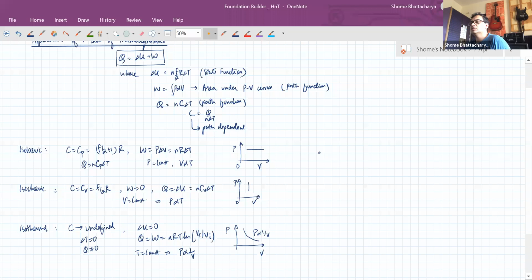And finally, we had seen the adiabatic process as one where the heat exchange is zero. So delta U plus W is zero. So here W becomes minus n f/2 R delta T. And we had seen that molar specific heat capacity becomes zero for such a process. And we had also seen that PV to the power gamma is constant, or pressure is proportional to 1 by V to the power gamma, where gamma is Cp by Cv, or 1 plus 2 by f.